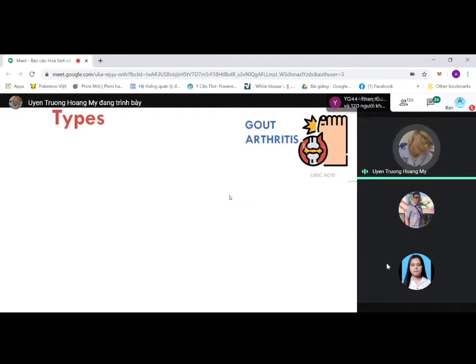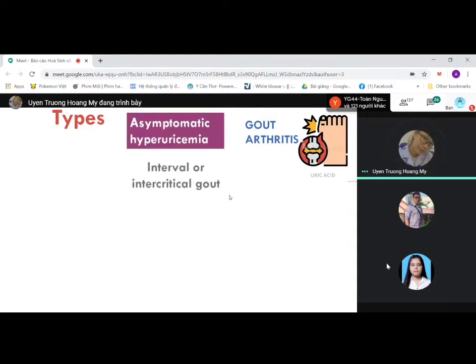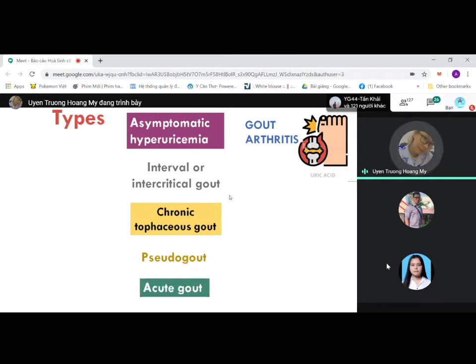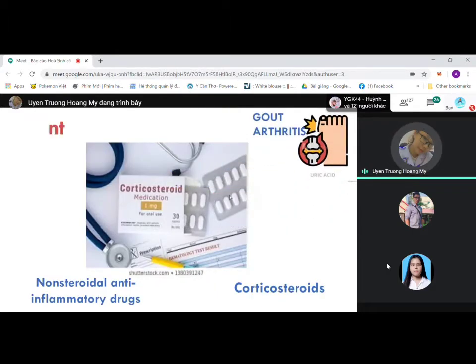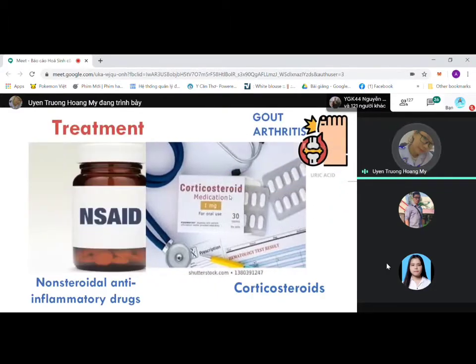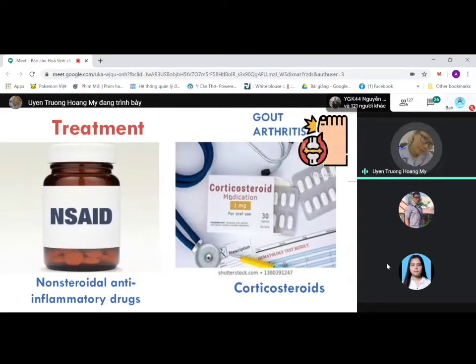So, how many types of gout arthritis are there? There are 5 types. Asymptomatic hyperuricemia, interval or intercritical gout, chronic tophaceous gout, septic gout, and the last one, acute gout. And we have some treatment. We can use non-steroidal anti-inflammatory drugs or corticosteroids.